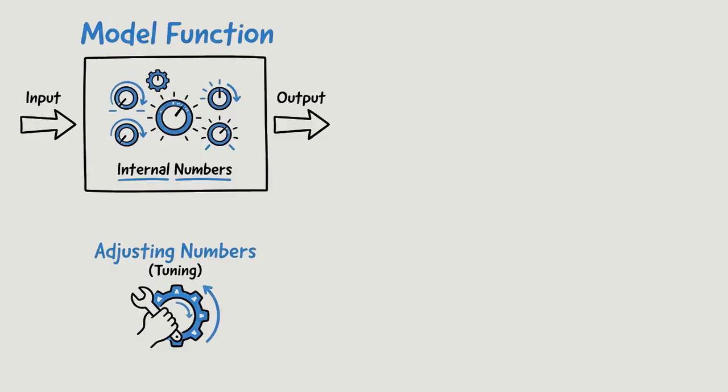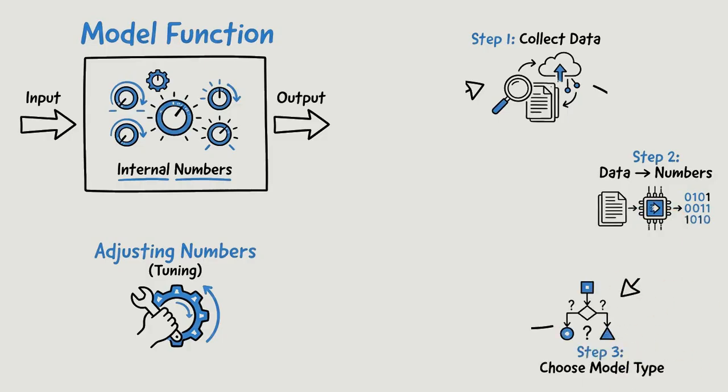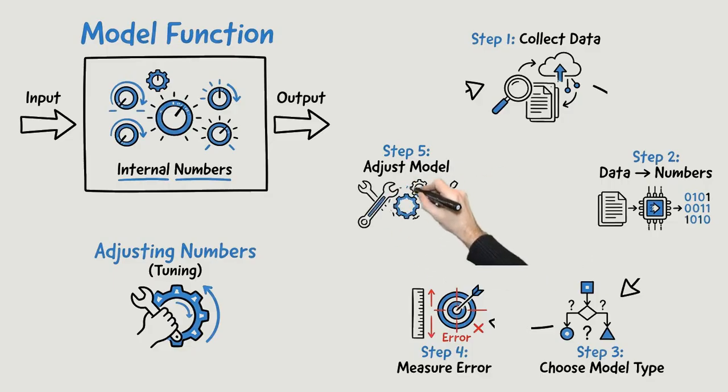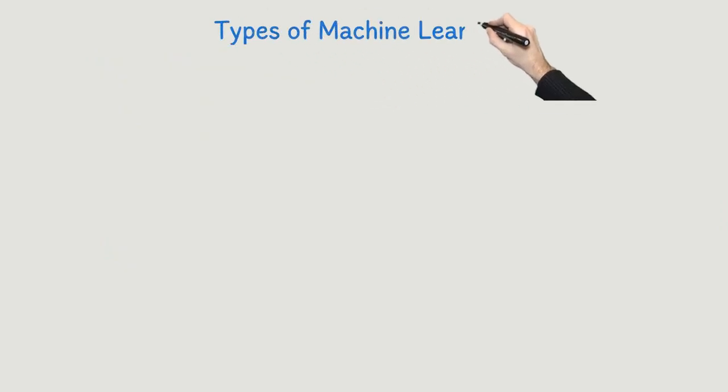The learning process follows a clear loop. First, collect data that represents the real problem. Second, turn that data into numbers the computer can work with. Third, choose a type of model. Fourth, measure how wrong the model's predictions are. Fifth, adjust the model to reduce those errors. This repeats many times. Finally, you test the model on new data to see if it generalizes, meaning it works beyond what it memorized.